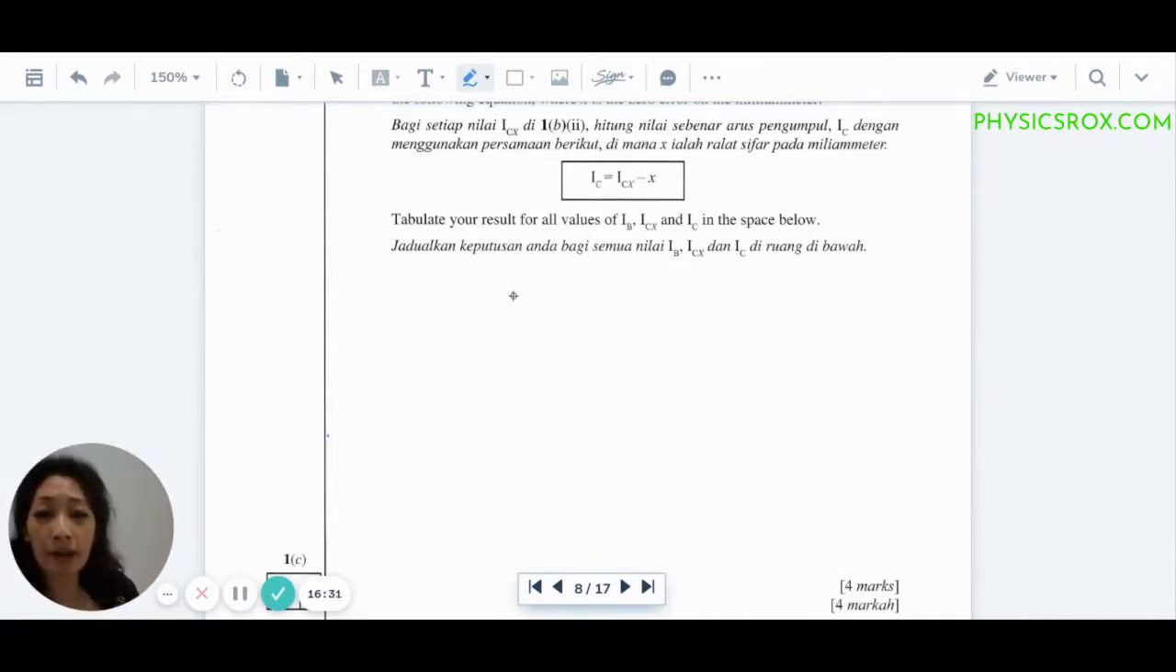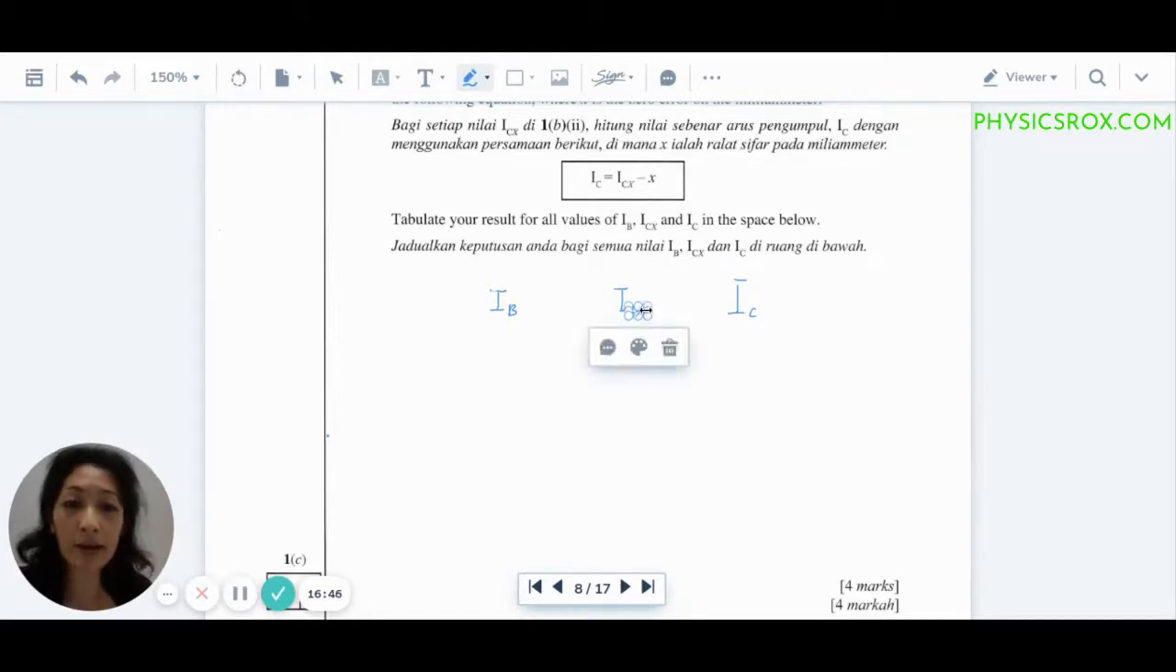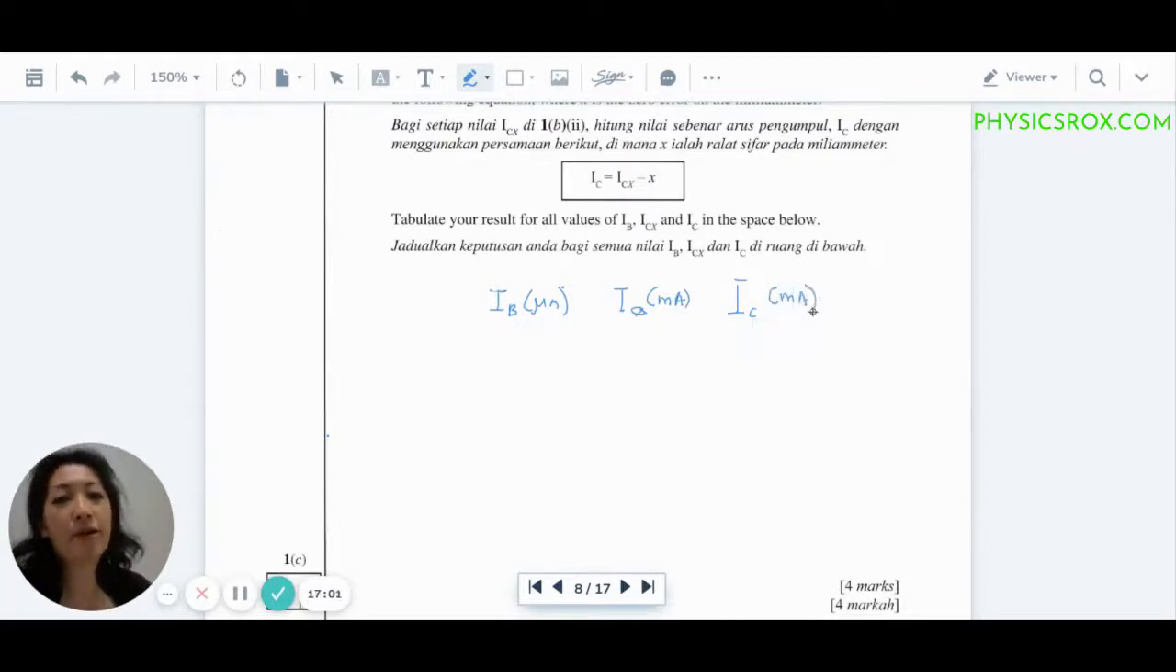So when you do this, let's do the freehand. Let's hope this works out. So we've got IB, ICX, and IC. Some of the things that you must remember to have, besides the symbols here, is you must have the units. So you've got microampere, milliampere and milliampere.